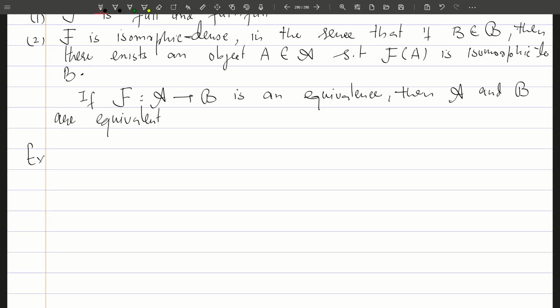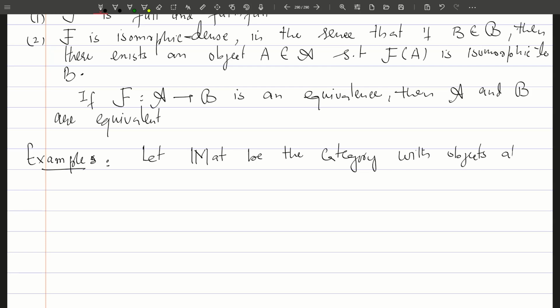So this is the example of two equivalent categories. Let us consider the category Mat. Let Mat be the category with objects all natural numbers. So the objects in this category Mat are all natural numbers.